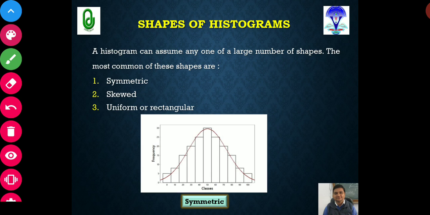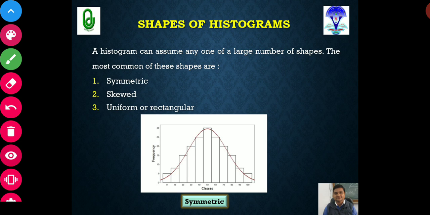Sometimes in examination you may be asked what are the different shapes that you can observe in histogram. When we are constructing a histogram with data having normal distribution, it is called a symmetric histogram. What is normal distribution, we will see in later classes. I think it is too early to know about the normal distribution. So just remember that if the data is normally distributed, it will have a symmetric shape.